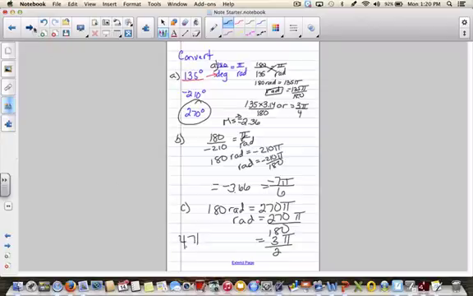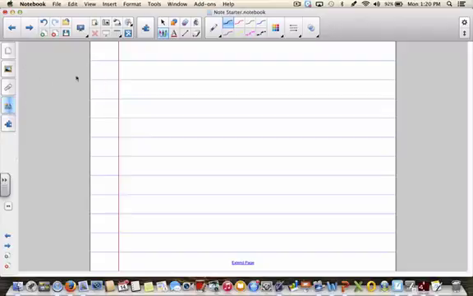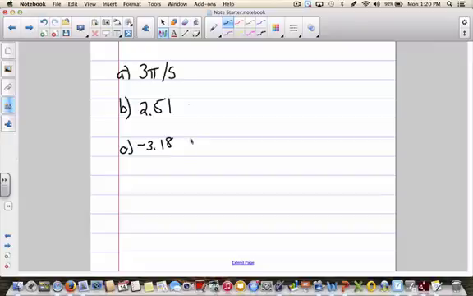I can also convert from radians to degrees. So I'm going to go 3 pi over 5, 2.51 and negative 3.18. Again, because we're starting with this, I'm going to use the conversion factors over here, and I'm going to talk about A last.